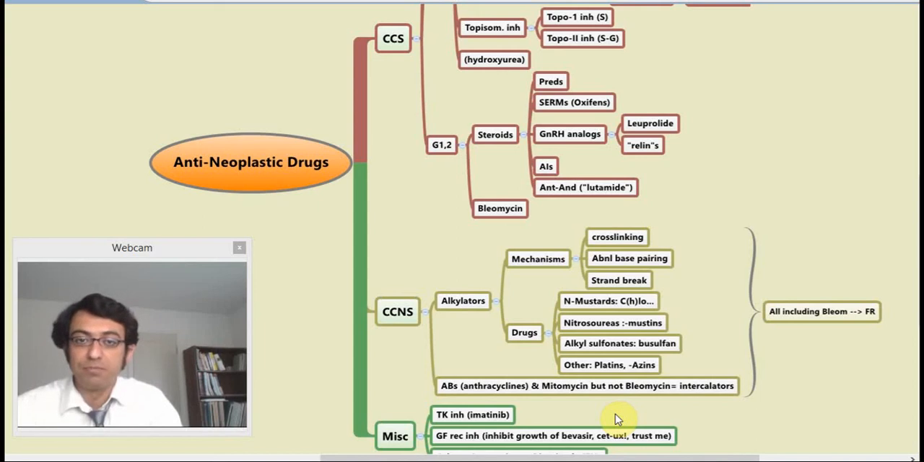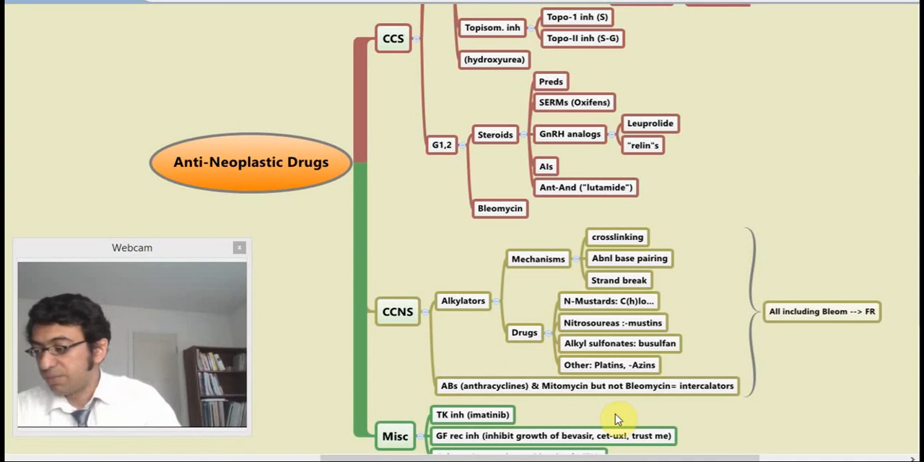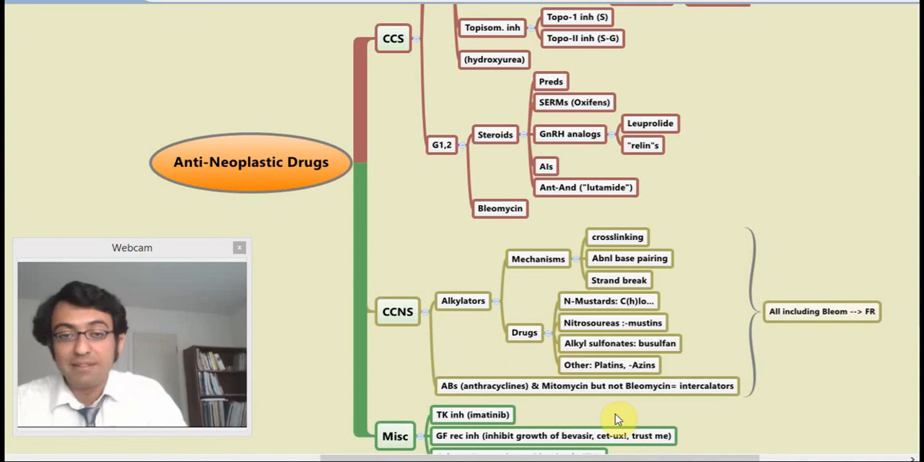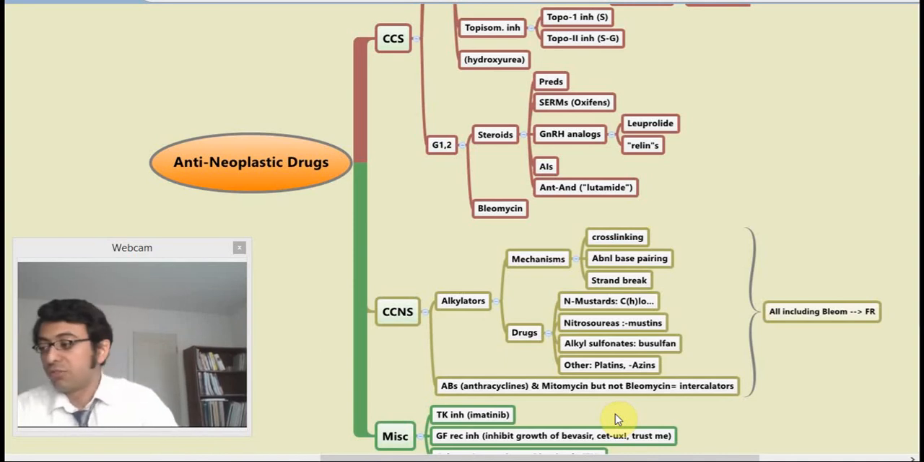What are the groups of alkylators? They include nitrogen mustards, nitrosoureas, alkyl sulfonates, and other drugs. Especially, we begin with other drugs. They include platin drugs such as cisplatin, carboplatin, oxaliplatin, and azine drugs such as procarbazine, dacarbazine.